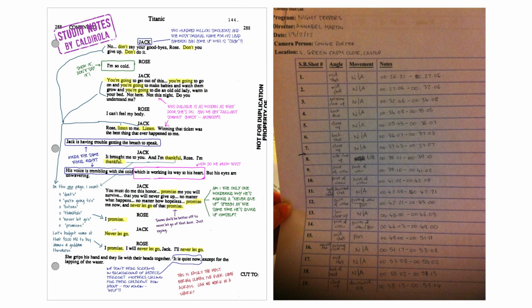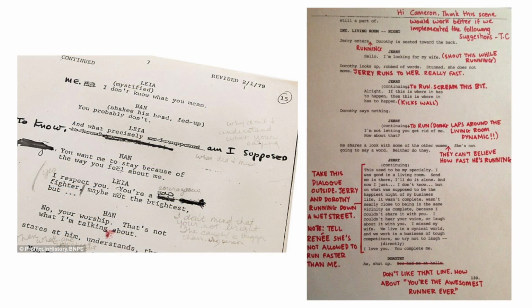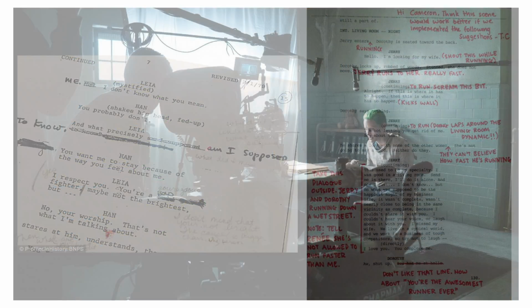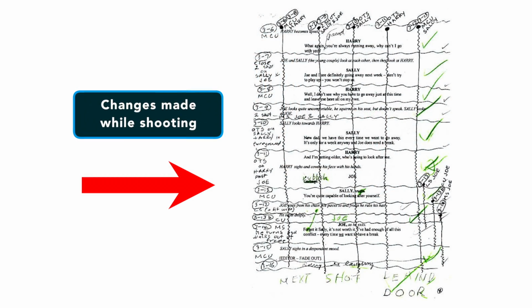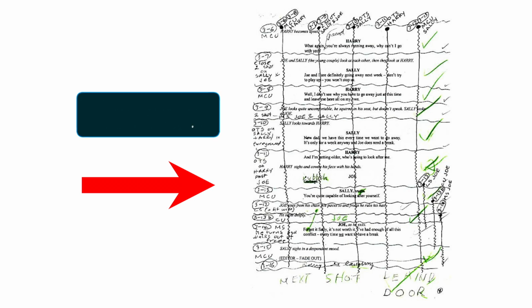Consequently, any documentation from production, from the director or others, such as shooting logs and script notes, can give you insight into changes on set or issues encountered during production that deviate from the script.